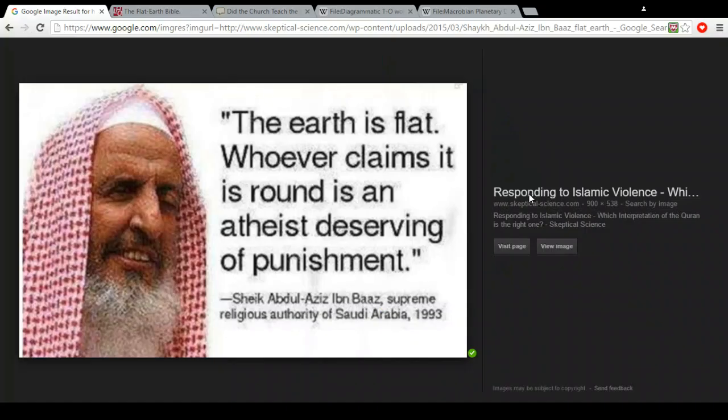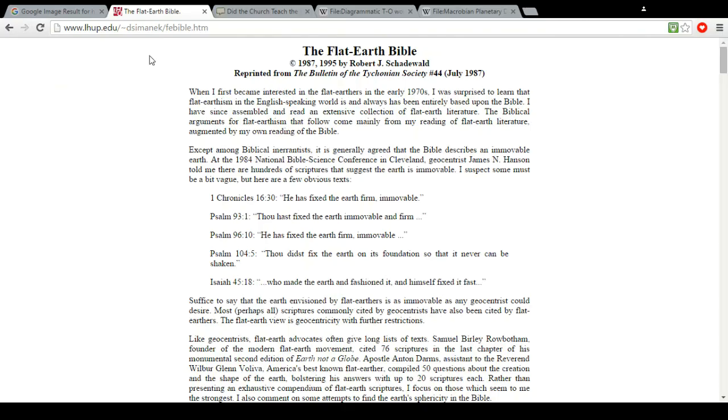Now, this guy was not supposed to be a really good guy, but again, opinions are irrelevant at this point when you say this. What I'm trying to show here, folks, is this guy was a sheikh from Saudi Arabia who made an important talk in 1993. He said the earth is flat. Whoever claims it's round is an atheist deserving of punishment. Well, that's the way that part of the world sees things, but I wanted to show you this because it gives you the idea of what you've been told.